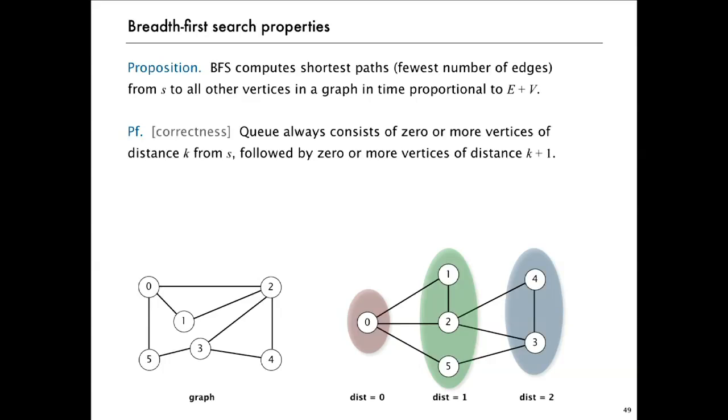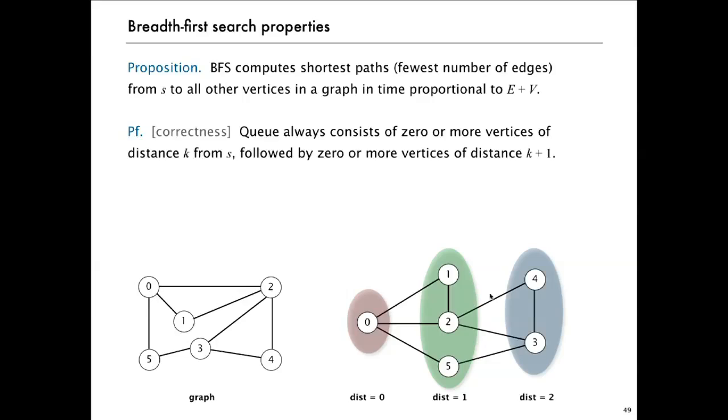So the first thing is, how do we know that it computes shortest paths? Well, the intuition is, and you can fill in the details, the queue always contains some vertices of distance k from the source, followed by some vertices of distance k plus 1. So they're on a queue. We're processing them in first in, first out order. So say we're at a state when all of these vertices are on the queue. We're going to have processed vertex 0. As soon as we get this one, we'll delete vertex 0 from the queue.